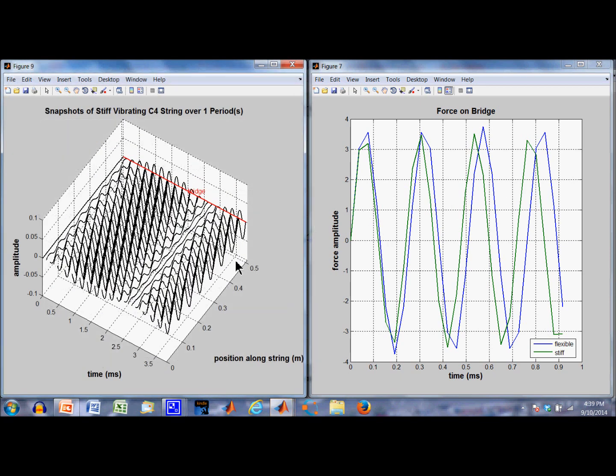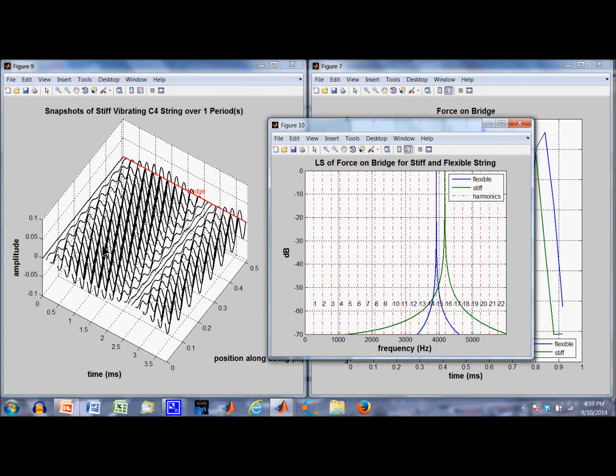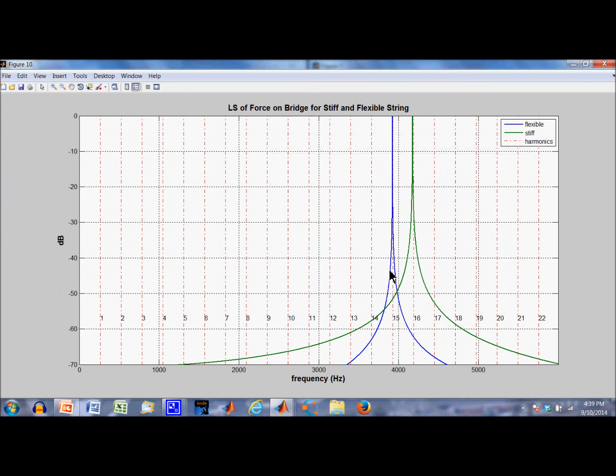And then here's the picture of the wave shape in the time domain and the space domain, and then here's the line spectrum. You can see there is one harmonic input and there's one harmonic output in the force. Here the flexible has a peak at the 15th harmonic, it's right on. Here the stiff has a peak greatly displaced from the harmonic. Its partial is much higher, almost by the amount of the fundamental frequency.